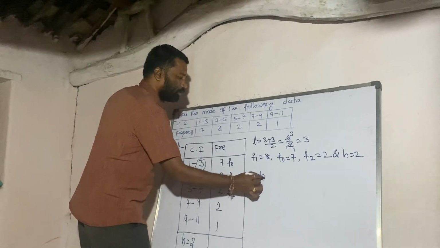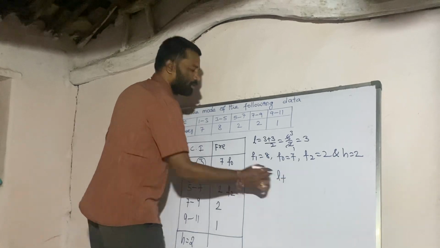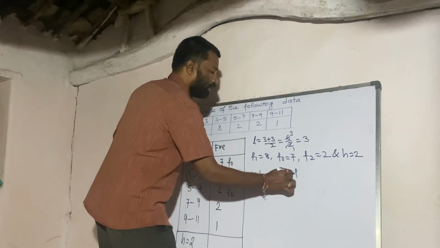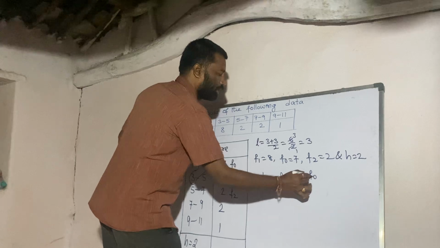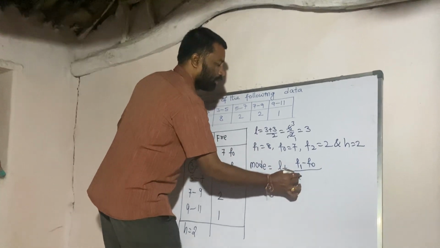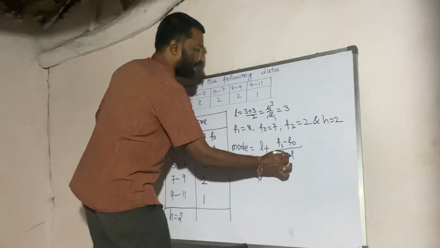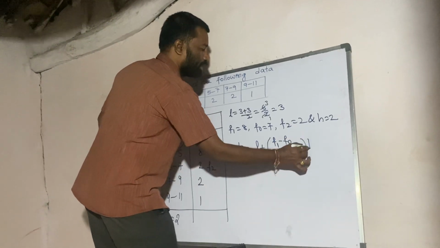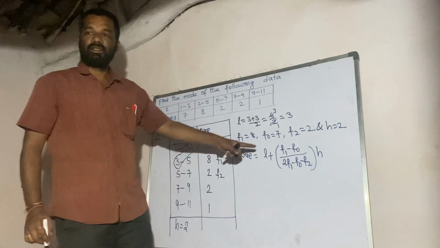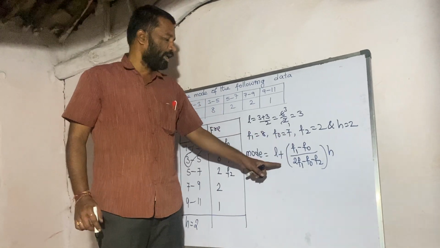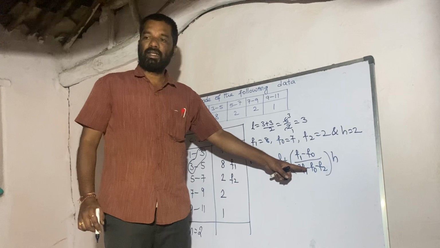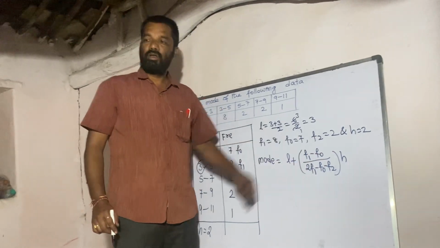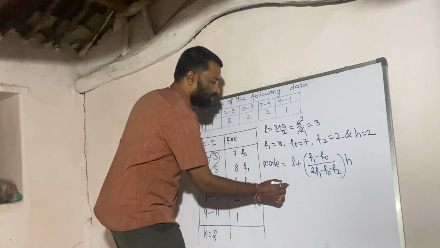Mode is equal to L plus (f1 minus f0) by (2f1 minus f0 minus f2) into h. This is the mode formula: L plus f1 minus f0 by 2f1 minus f0 minus f2 into h. Now I am substituting the values.